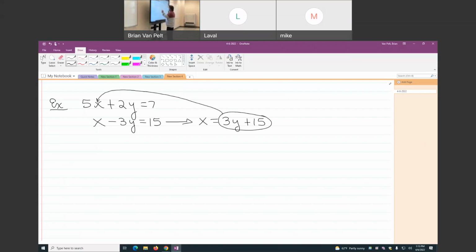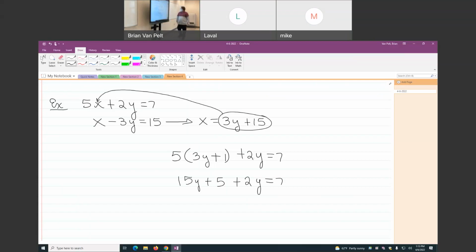All right, so let me go ahead and put in my numbers, my letters. I have 5 times 3y plus 15, plus 2y equals 7. I'm going to multiply through the 5. 15y plus 5 plus 2y equals 7. Looks like 17y plus 5 equals 7.